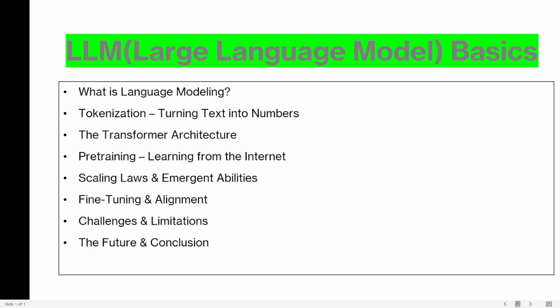The result of pre-training is called the base model or foundation model. It's knowledgeable and capable at completing text, but it's not yet a helpful assistant. That takes some more steps.